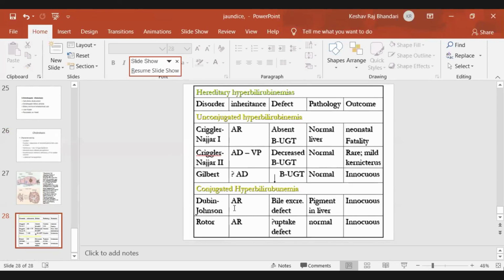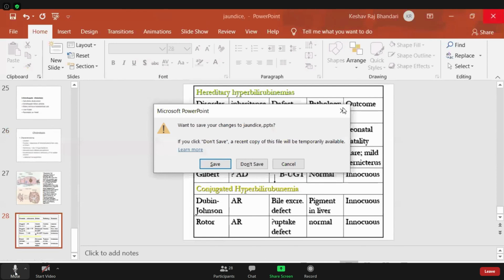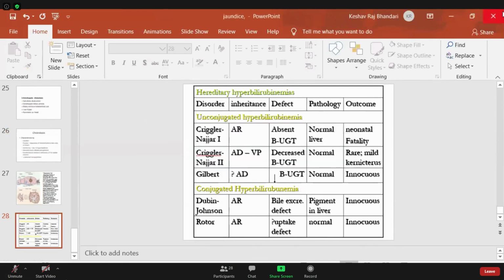So I have finished. Any question? No question. So you read jaundice. From our point of view, it is not that important. From biochemistry, physiology, it may be.